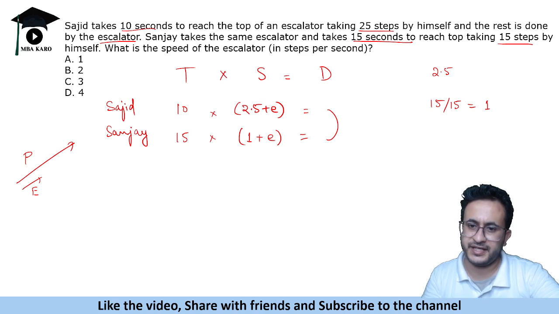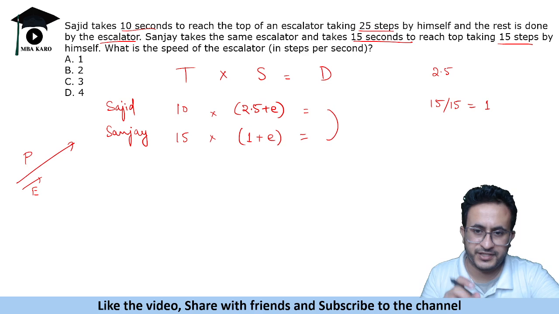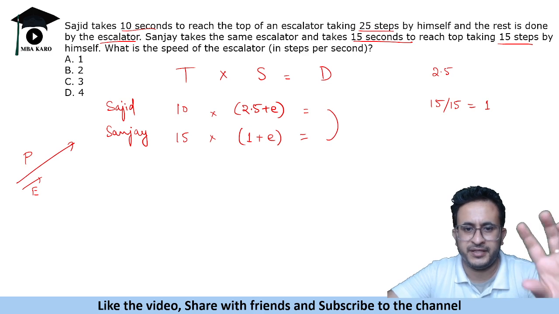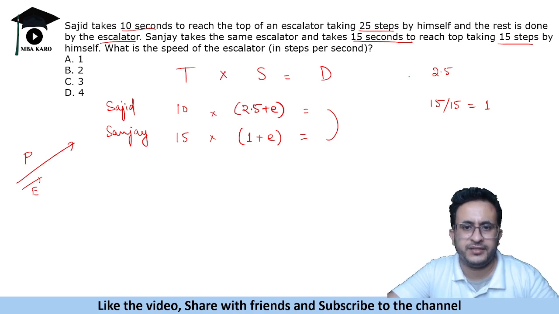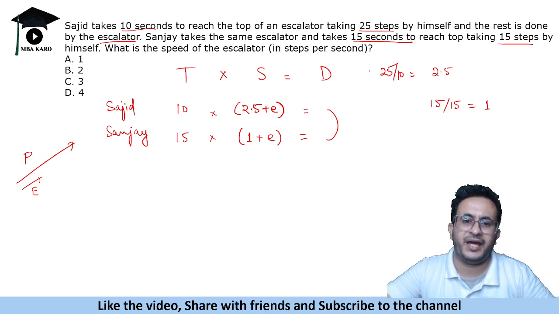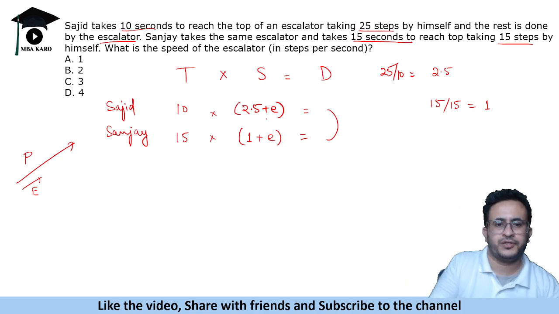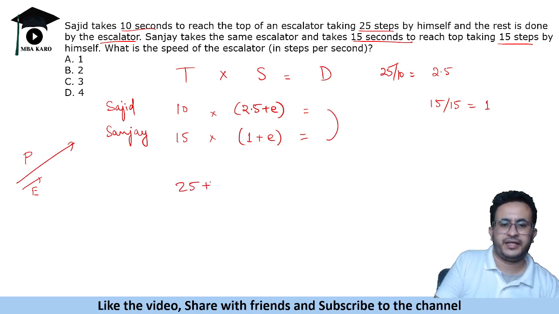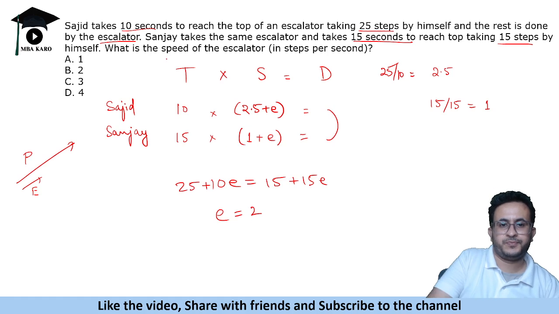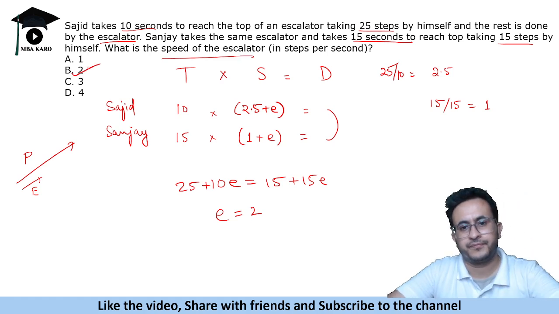Time taken is 10 seconds for the first person, 15 seconds for the second person. Now what is his speed? 2.5 plus E. Why E? Because they are moving with the escalator, so the escalator will have some speed. How did we find the speed of the person? He took 25 steps in 10 seconds, so his speed is 2.5, and the escalator speed is E, which we have assumed. So what do we get? 25 plus 10E is equal to 15 plus 15E. That gives us 5E is equal to 10, or E is equal to 2. So the speed of the escalator is 2 steps per second.